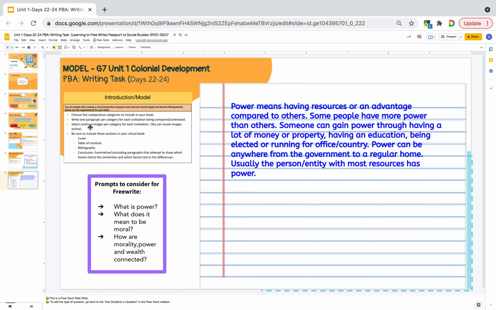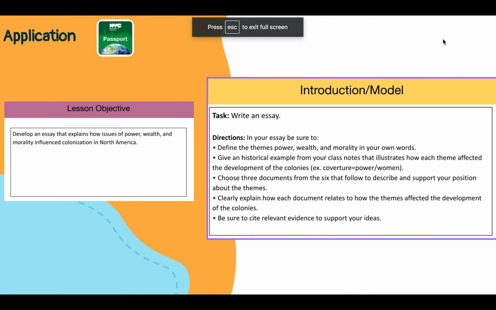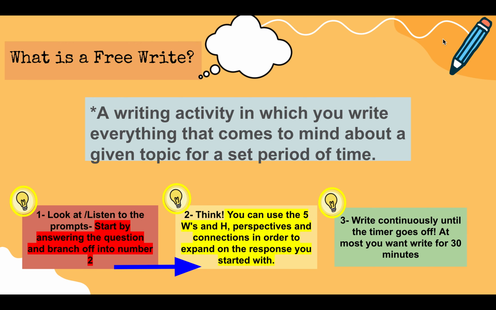So remember, when creating a free write, you want to be able to look at or listen to the prompt and answer it directly. Then after you answer the prompt directly, you want to be able to use the 5 W's and an H strategy to help you expand on that thinking. So who, what, when, where, why, and how. You want to think about different perspectives. So maybe the perspective of the people versus the government, the perspective of male versus female, etc., in order to expand on the response you already started with. And then you are writing continuously until the timer goes off.